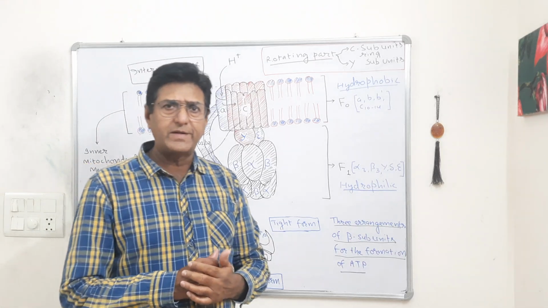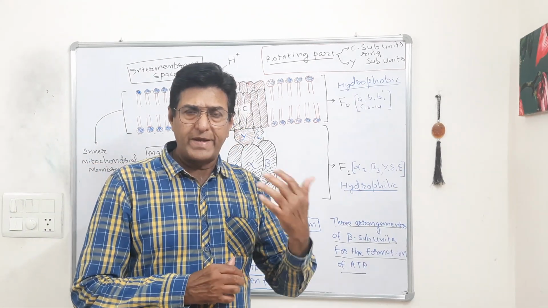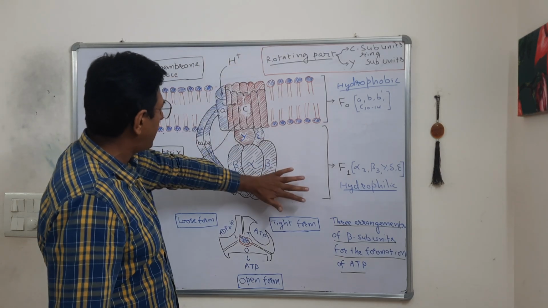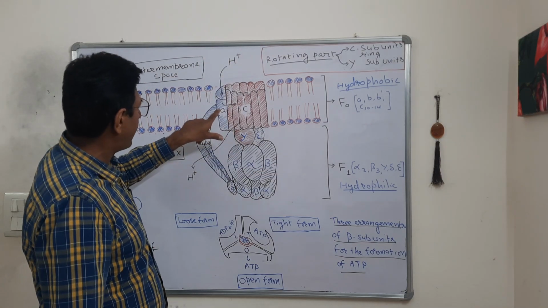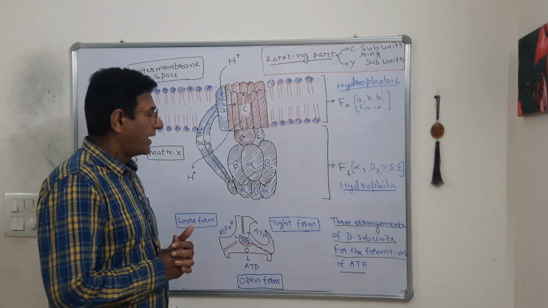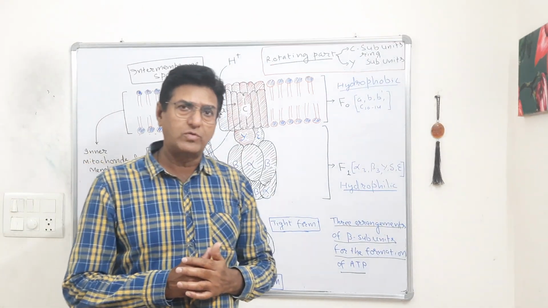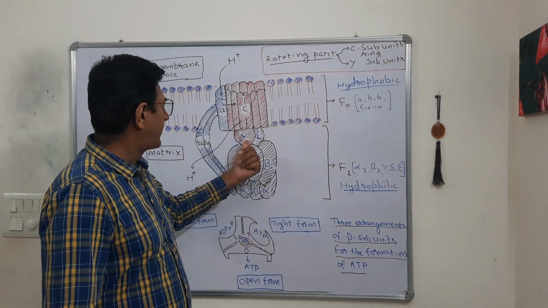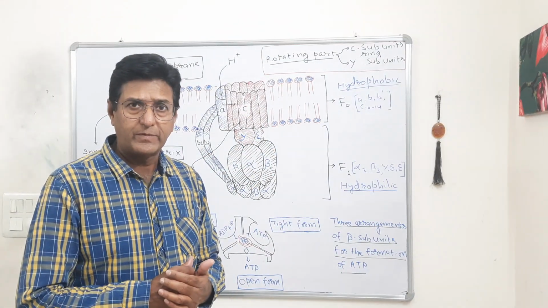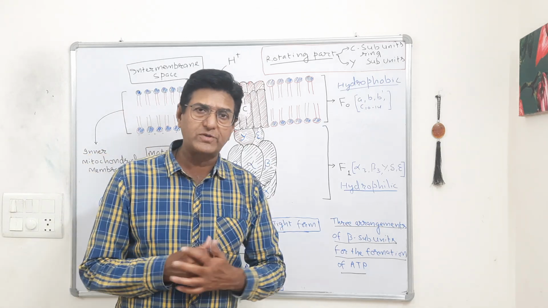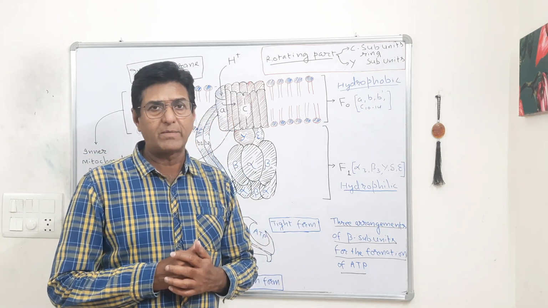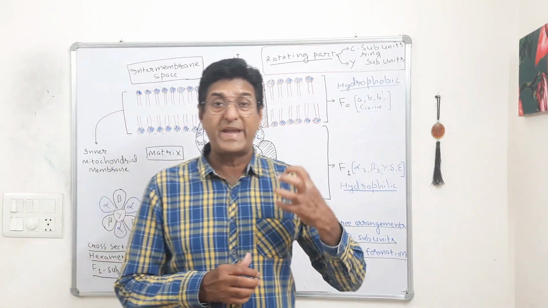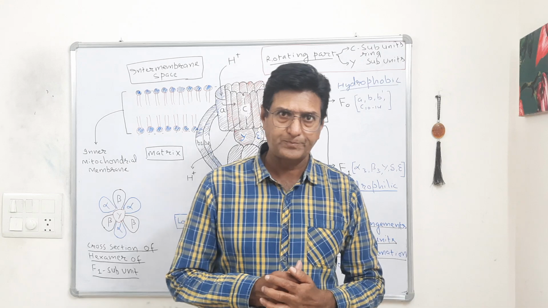And this proton gradient makes the movement of protons from this side to this side through A polypeptide chain and C ring. And by the movement of these protons, there is rotation of C ring and gamma polypeptide chain. And this rotation makes the conformational, structural change in the beta polypeptide chain. Actually, beta polypeptide chain of F1 works as the main catalytic site of oxysome.